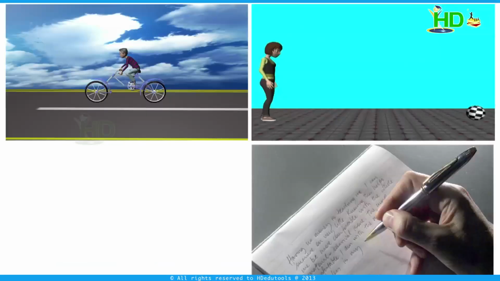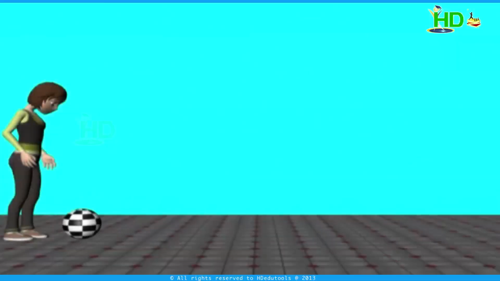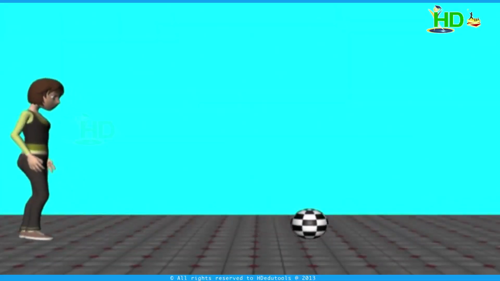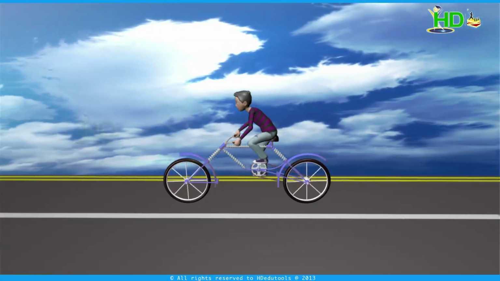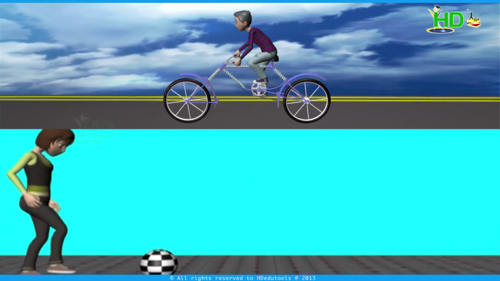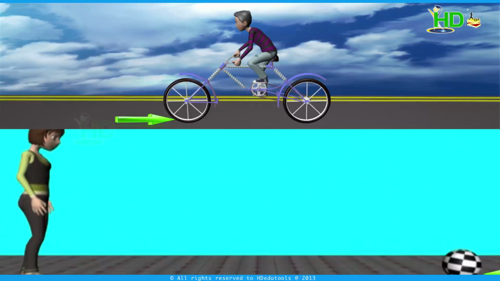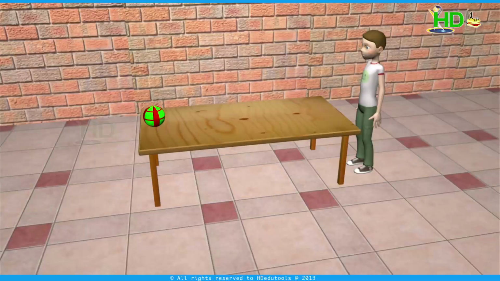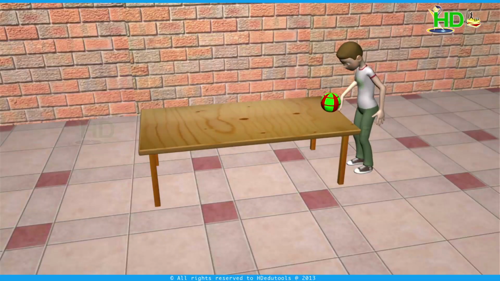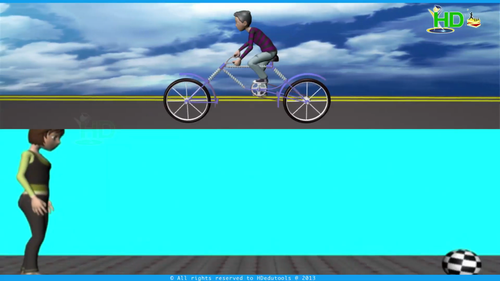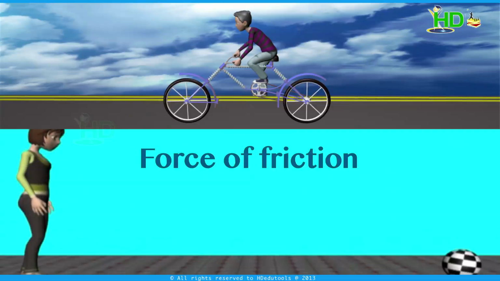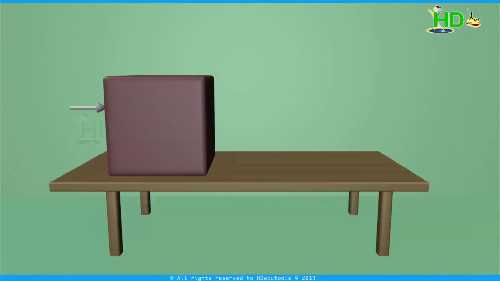In all these cases, what are you observing? Suppose we consider the example of a rubber ball. It stops after traveling a certain distance. Even in the case of a bicycle, it slows down and then it stops. In both cases, we can understand a force is acting opposite to the motion which makes the body stop. Already we know that to stop a moving body, we require a force. In these two cases also, a force is acting which stops the moving bodies, and this force is called force of friction. And as explained earlier, this is a consequential force.